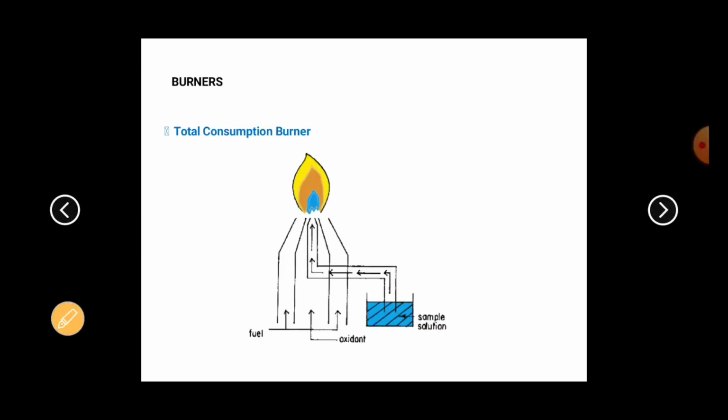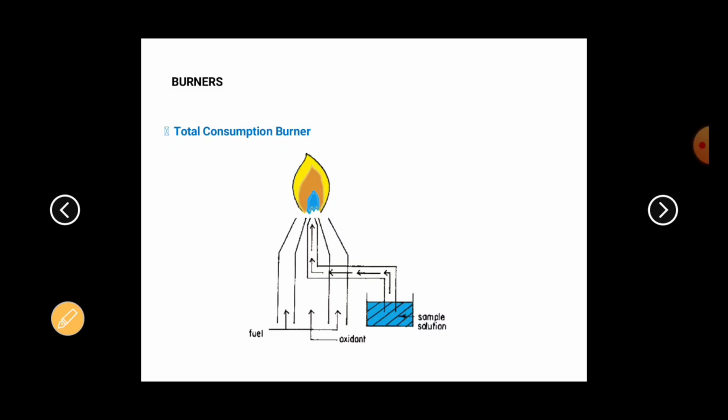First one, burner. There are different types of burners available which are used to spray the sample solution into fine droplets mixed with the fuel and oxidant, so that a homogeneous flame of stable intensity is obtained. The most commonly used burners are the total consumption burner and the laminar flow burner. You can observe the diagram here, the total consumption burner. The construction of the burner is very simple here.